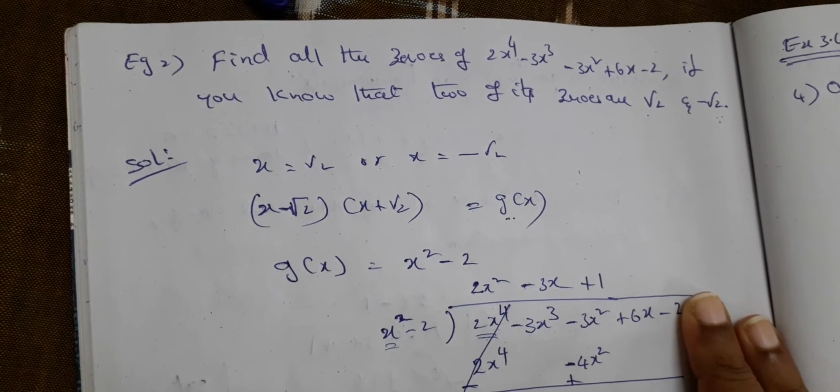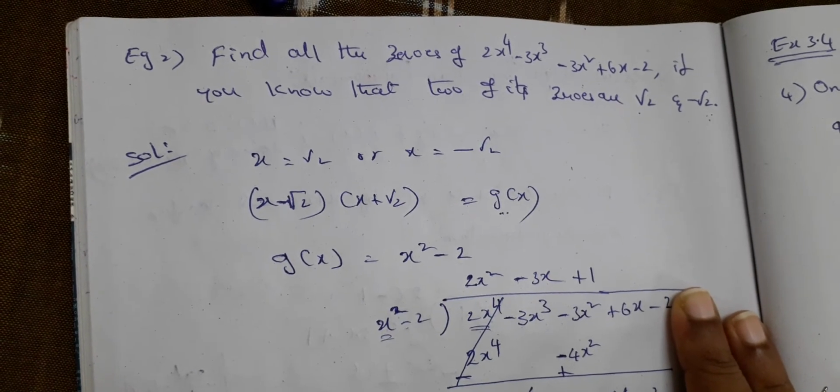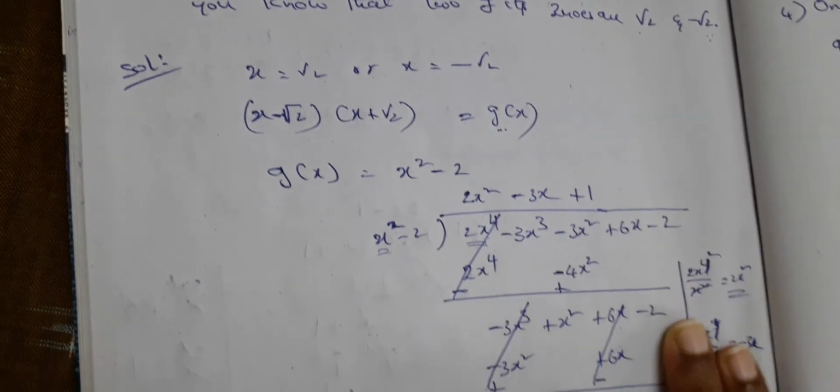Problem: finding g of x from root 2 zeros. Then long division method.